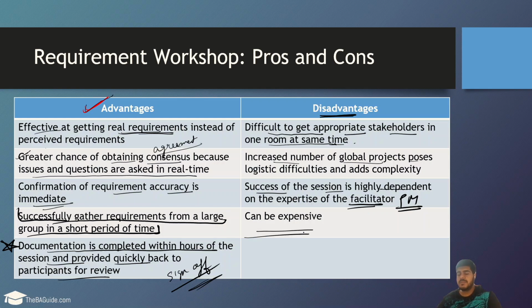Next, it can be expensive. Since I told you a workshop is a place booked for 1 or 2 days, you have to make sure you have a room booked. It could be in hotels, so you have to pay for the meals, the breakfast. You might also have to arrange their stay if they are coming from far away. So it could be expensive depending on how many people are joining.